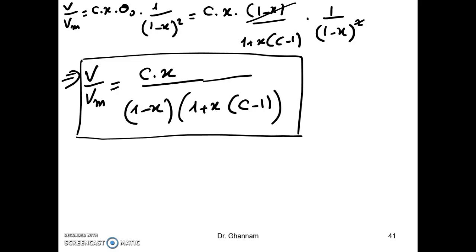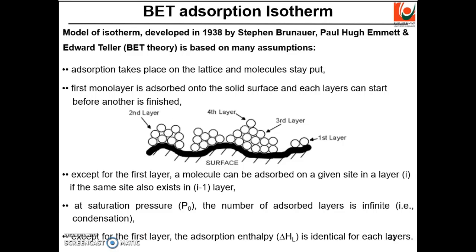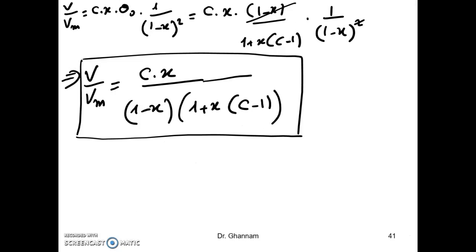So in this formula we don't have theta 0 anymore, but we still have x, and we said that x is not easy to determine, so we are trying to find a way to remove x or to replace x by other factors. Each time they have to do something, they have to call back their assumptions. So if we go back to the BET assumptions, they said at saturation pressure they have infinity of layers of the adsorbed gas which are condensed over the substrate. So if we want to use this assumption, what can we get?